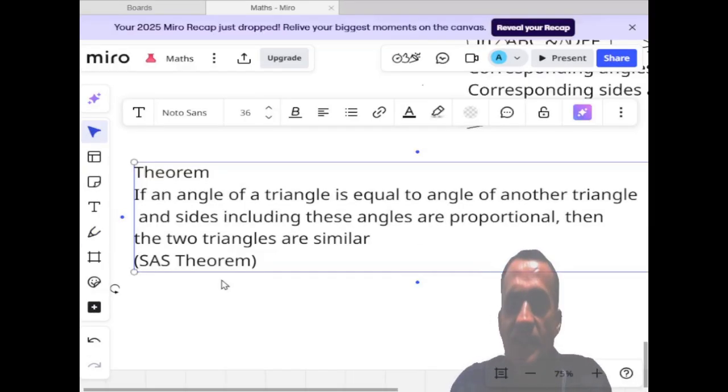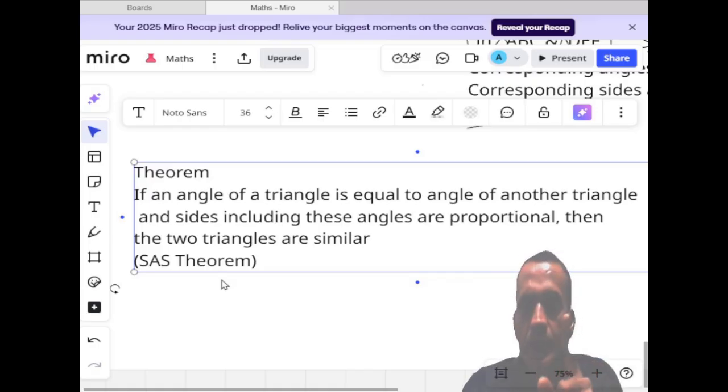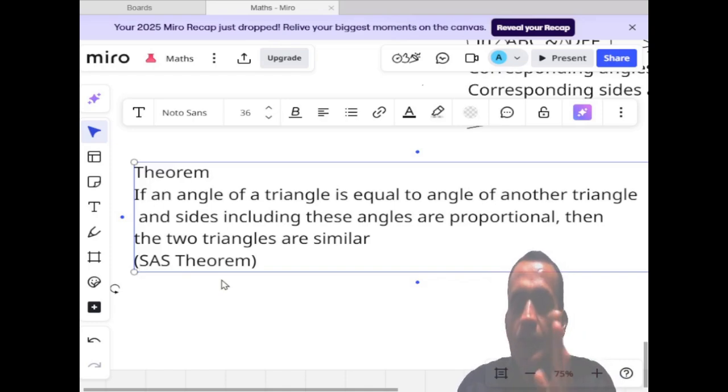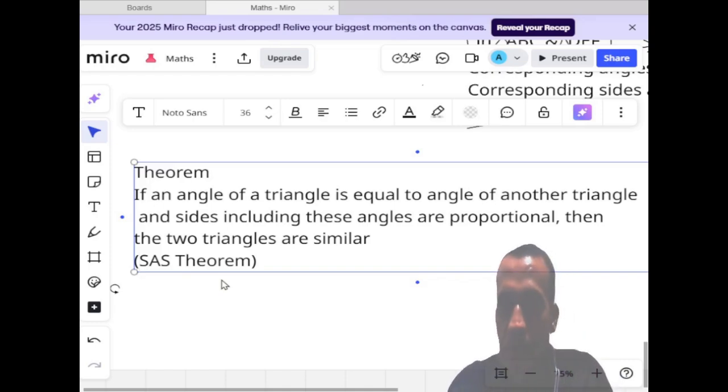Hi students. So we have studied the two theorems. One is the AAA theorem. Another one was the SSS theorem. Now we come to the last theorem, which helps to know whether the two triangles are similar or not. This theorem is known as SAS, side angle side.